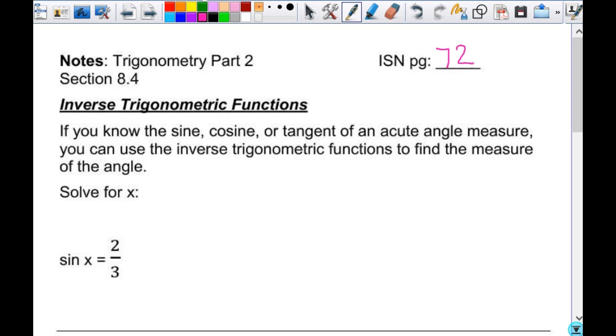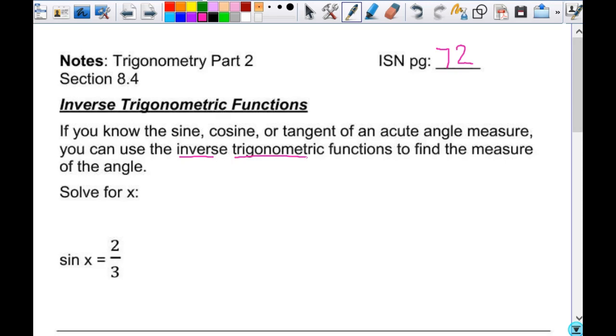You'll talk a lot more about inverse functions in Algebra 2, but I still want you to understand this. I know the word opposite has been used with you a lot, but truly, inverse is what you should be saying. Okay. So we're going to look at the inverse trigonometric functions. It says if you know sine, cosine, or tangent of an acute angle measure, you can use the inverse trigonometric functions to find the measure of the angle. Because remember, it's a function. I'll say trig functions, trig ratios. They're kind of interchangeable.